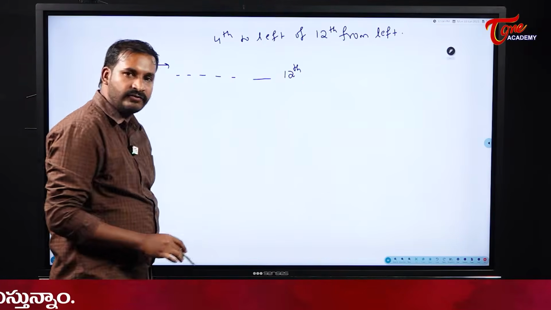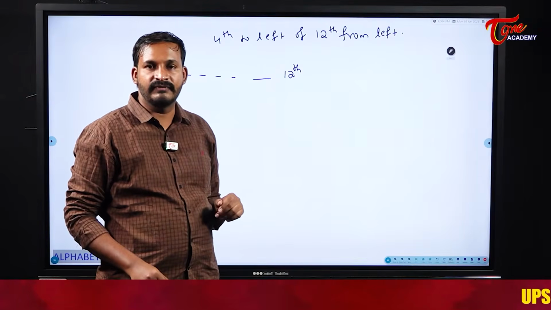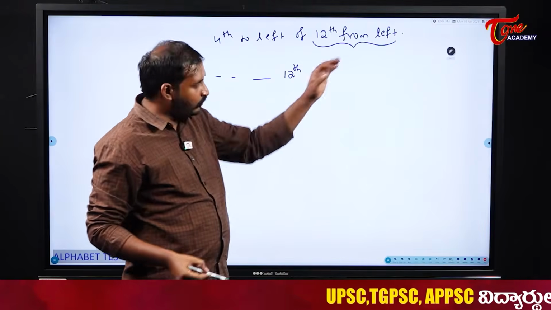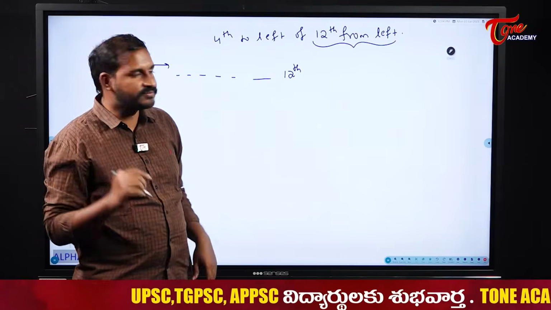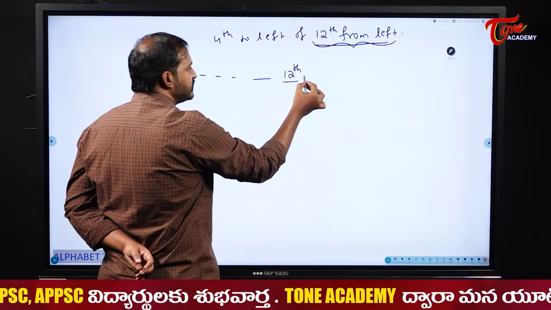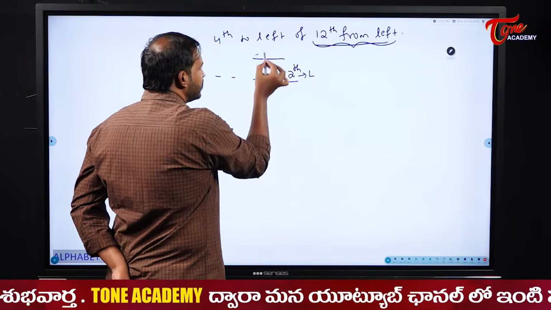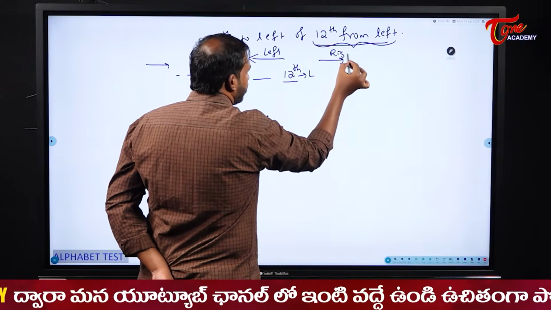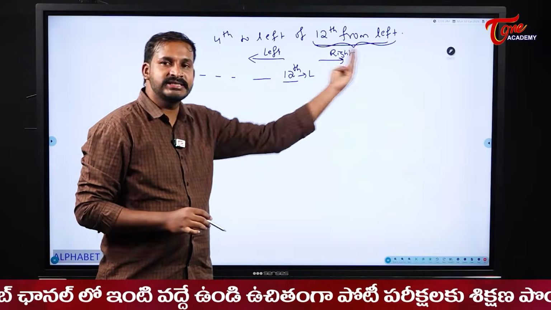First of all, which one do I need to find here? 4th to the left or 12th to the left? 12th from the left. Definitely I need to find the 12th from left first. To its left, I need to find the 4th. Now please observe here, students. This is 12th from left. To its left side means what? This is left side and this is right side. Am I correct?